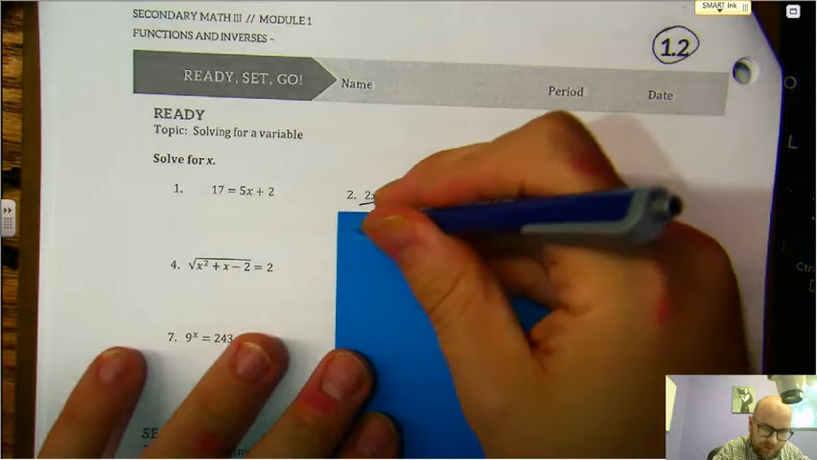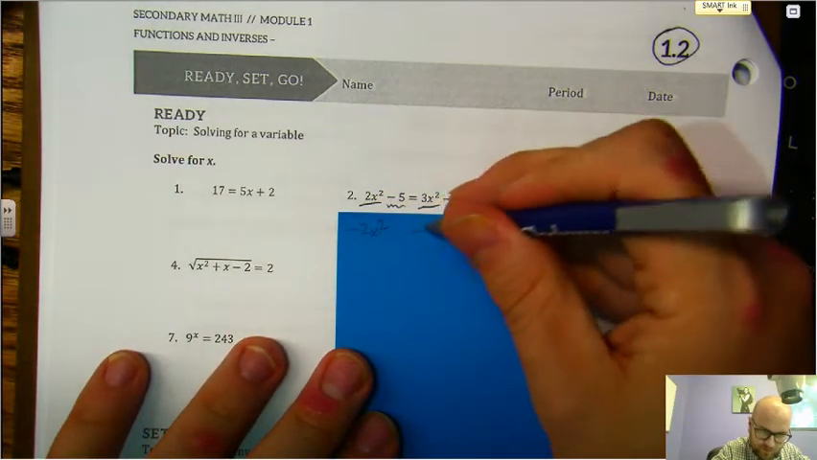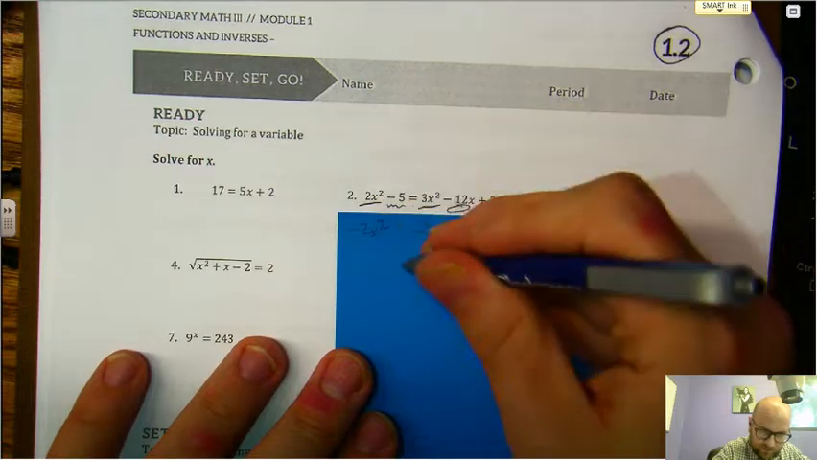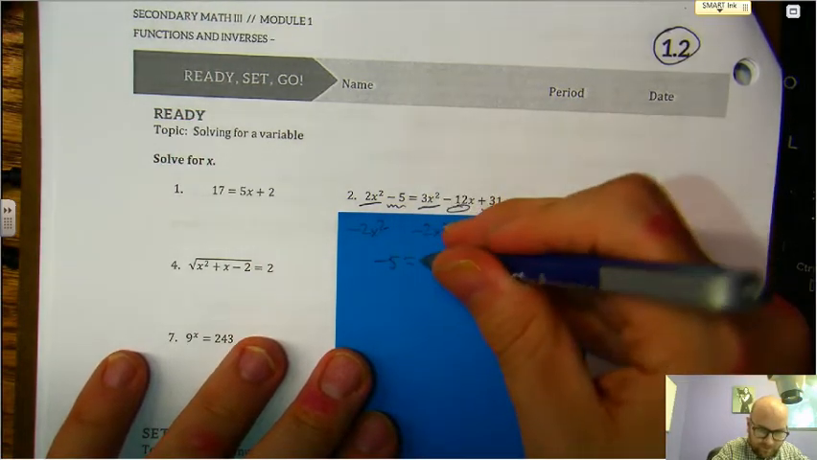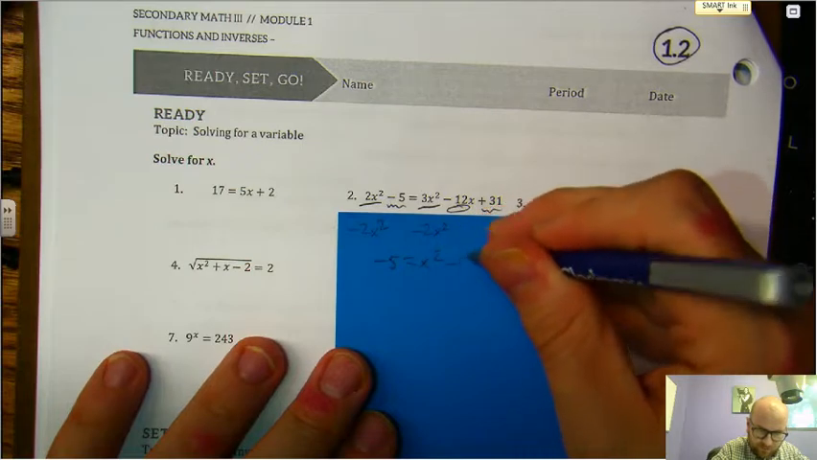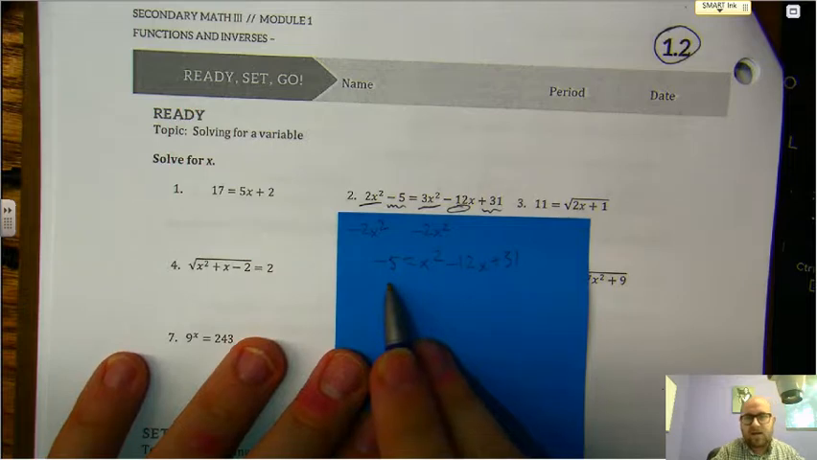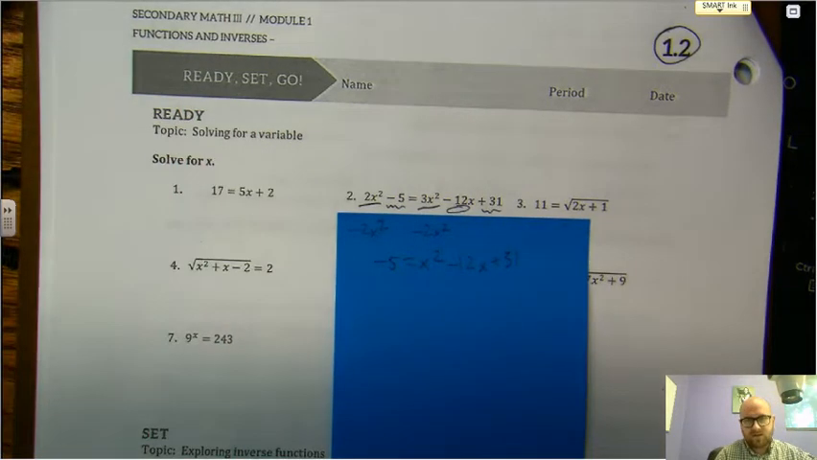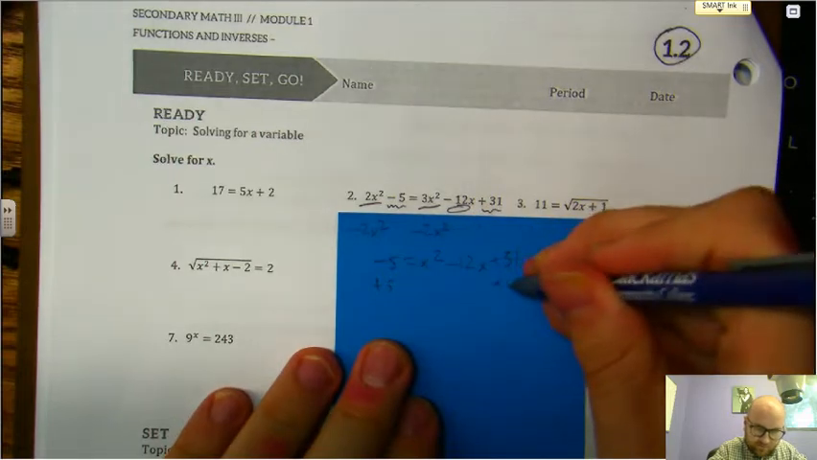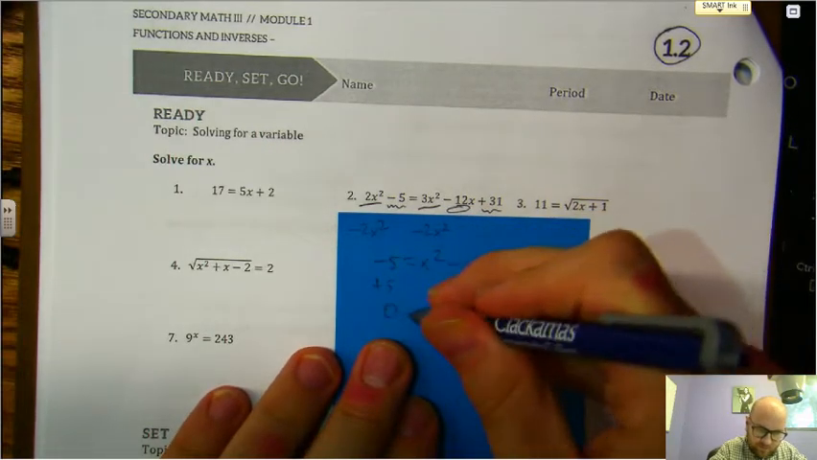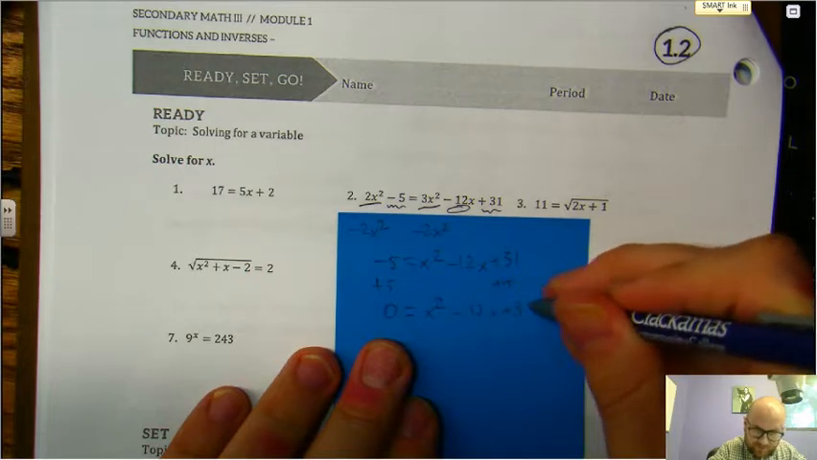So I'll start by subtracting 2x squared from both sides. If I subtract 2x squared from both sides, that'll cancel, leaving me with a negative 5 on the left. 3 minus 2 is 1x squared. And then I just copy down everything else, minus 12x plus 31. I then want to get that negative 5 cleared, so I'm going to add 5 to both sides. This gives me 0 equals x squared minus 12x plus 36.